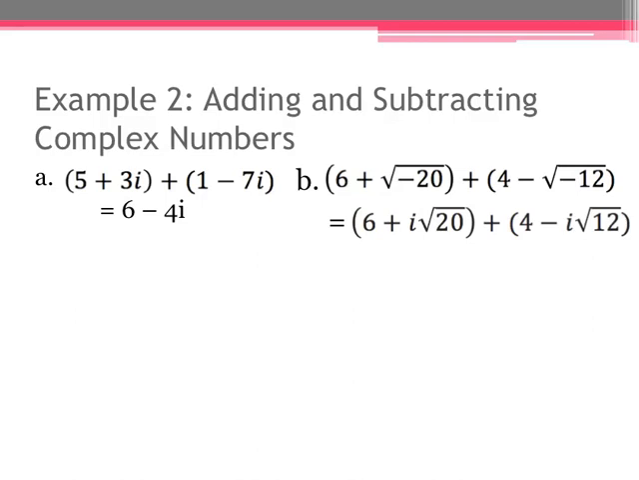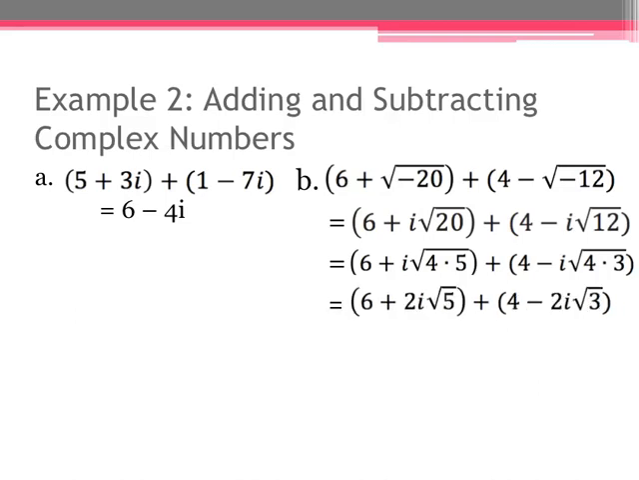So the square root of 20, we can break that down into 4 times 5. And square root of 12, we can break that down into 4 times 3. And after we've done that, now we can take the square root of 4. So that would be 6 plus 2i root 5 plus 4 minus 2i root 3.